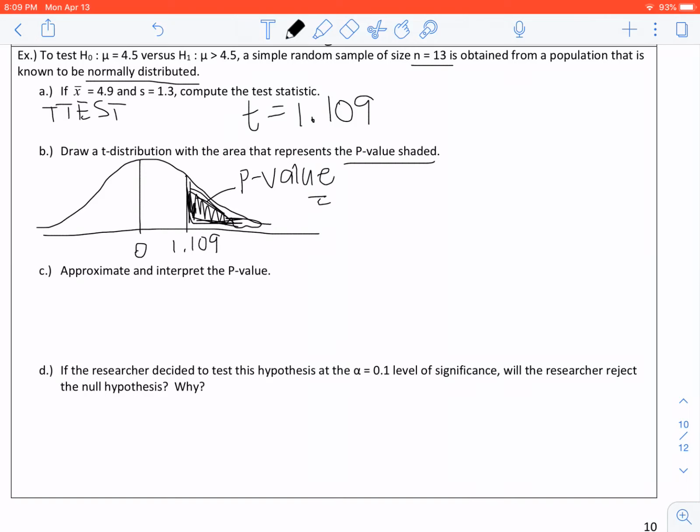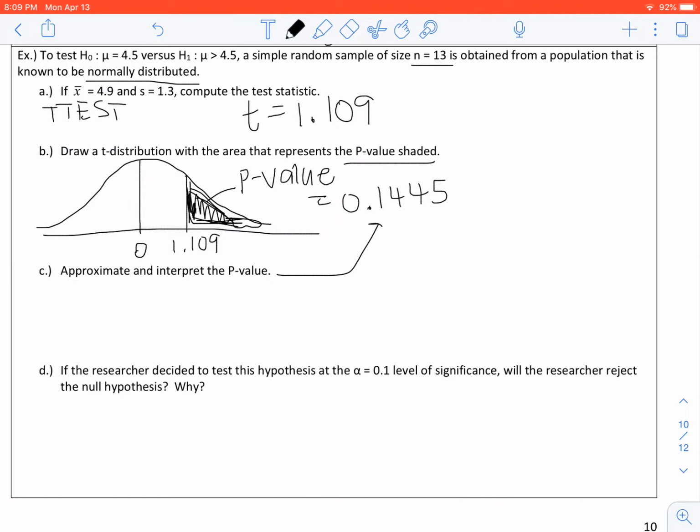And our p-value, which is also given to us on the calculator, is 0.1445. And again, round your p-values always to 4 decimal places unless otherwise stated because they are probabilities. So you can see where the test statistic is and how that relates to the p-value. Part C says approximate and interpret the p-value. Well, we have the p-value up above.